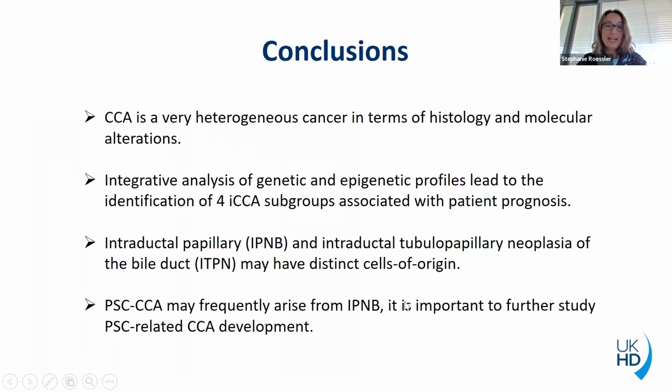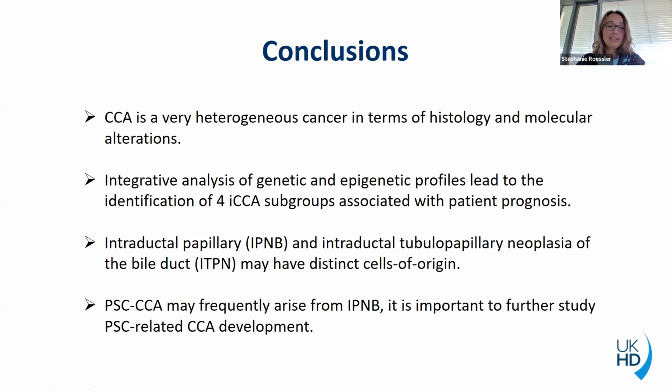So with this, I'm coming to the conclusion. Overall, I think CCA is a very heterogeneous cancer type. It is heterogeneous in terms of the histology, of the molecular alterations, whether these are genetic or epigenetic. And it is really important to better characterize these tumors. In regard to the ICCAs, we were able to identify at least 4 different ICCA subgroups. They are also associated with patient outcome and also associated with specific gene mutations, like in the case of IDH.